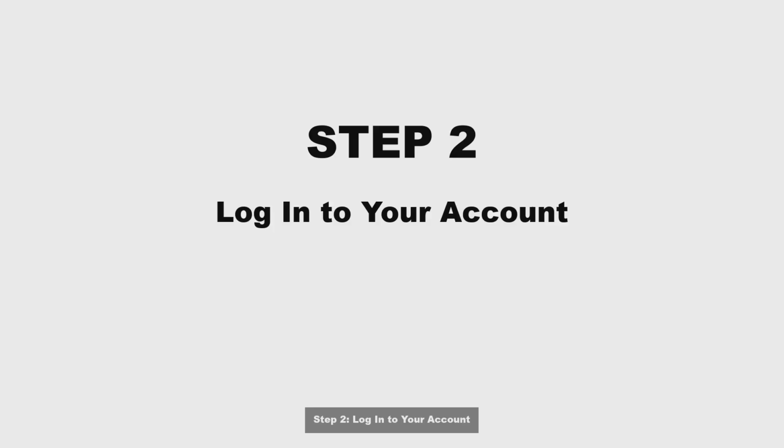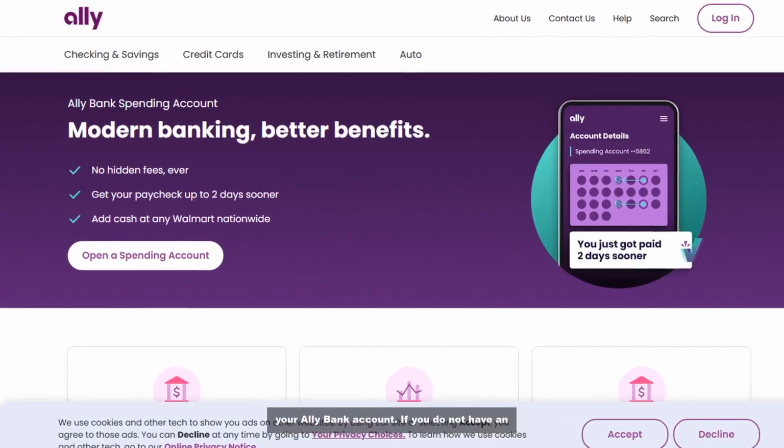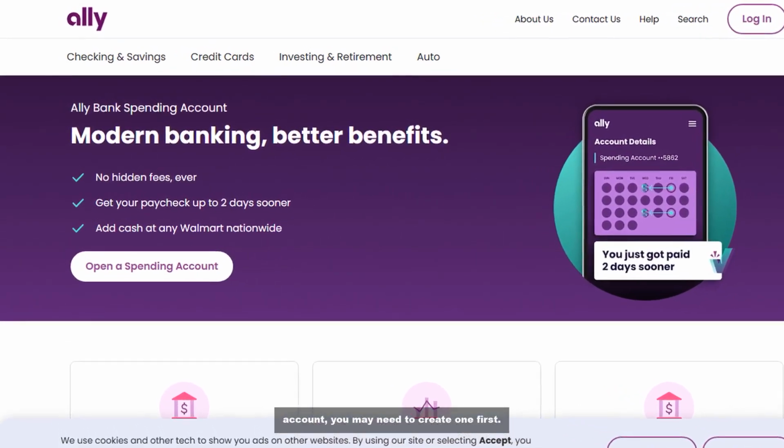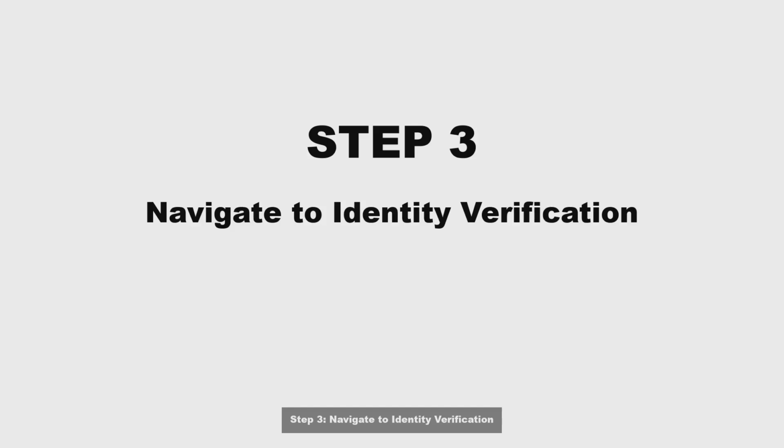Step 2. Log into your account. Enter your username and password to log into your Ally Bank account. If you do not have an account, you may need to create one first. Step 3. Navigate to identity verification.